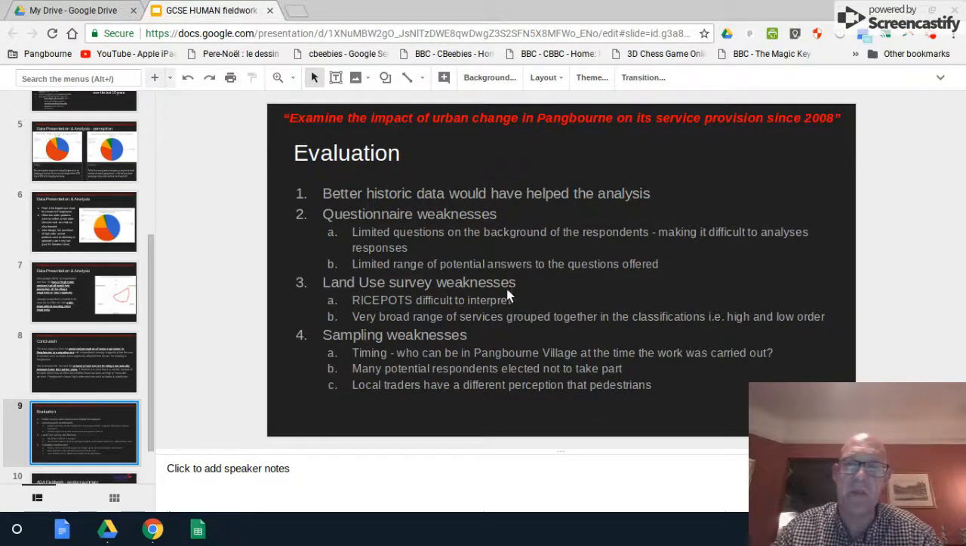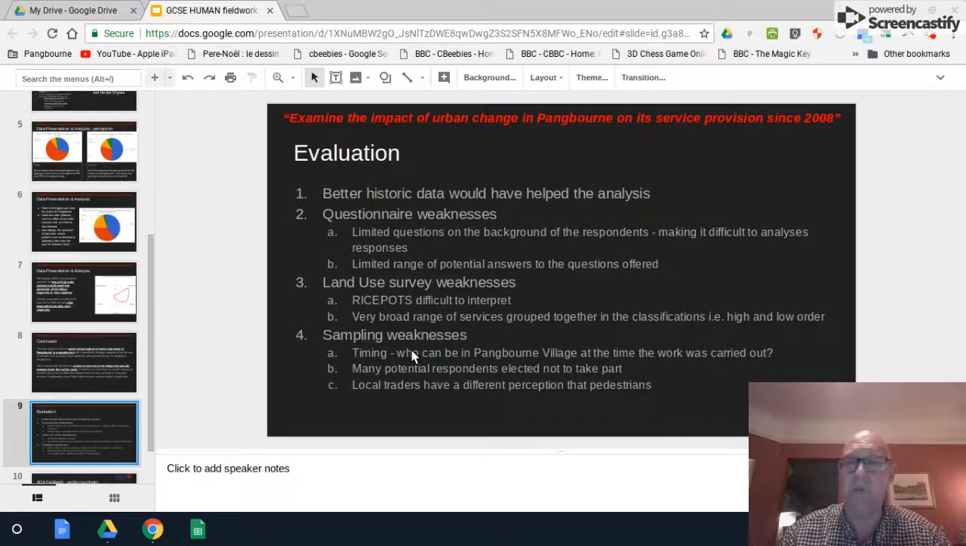Secondly, land use survey weaknesses. Some people find it difficult to interpret the rice pots, and numerous people stopped me when I was sitting outside one of those coffee houses and asked me, where do I put shop? Where do I put estate agent? And not everybody asked, and therefore not everybody would have put them in the same place. And that meant that the broad range of services were often grouped together. So we didn't actually have a fine definition of high and low order. But remember, this is done deliberately because evaluating fieldwork is just as important, in fact, as carrying on the fieldwork.